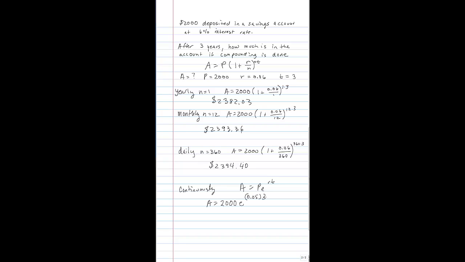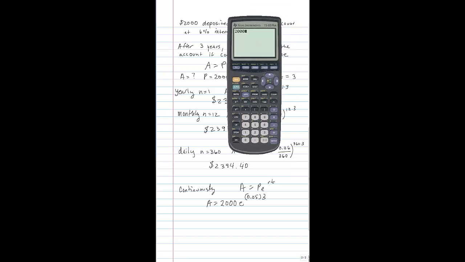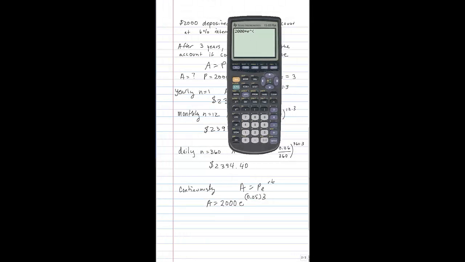If I plug in P, R, and T, this is my formula, and let's go ahead and plug this in the calculator. I'm going to go ahead and type 2,000 times, and e is found by pressing the second button and then the LN button. And that gives me e to the, what I want to raise that e to is 0.05 times 3. And when I do that, I find that if I compound continuously, that's odd. I get an amount less than compounding daily.